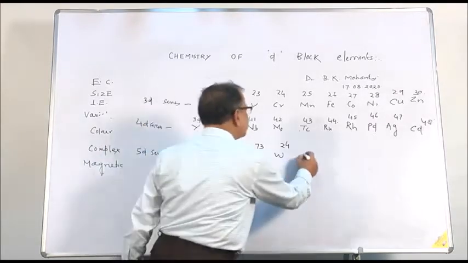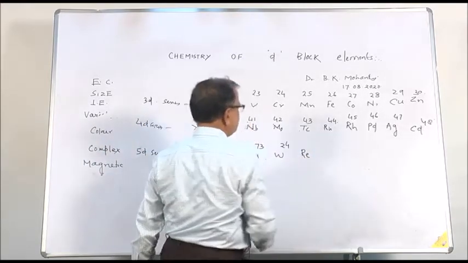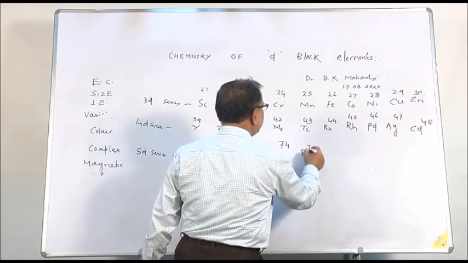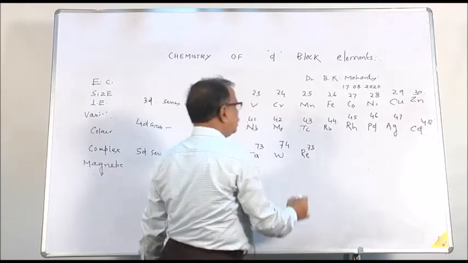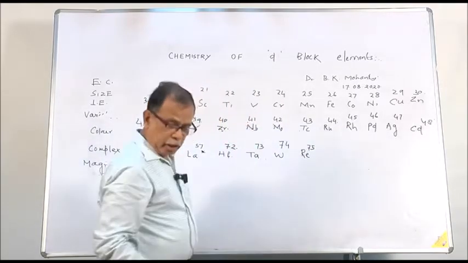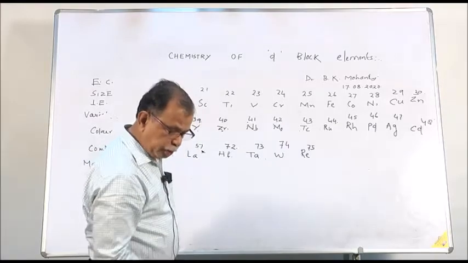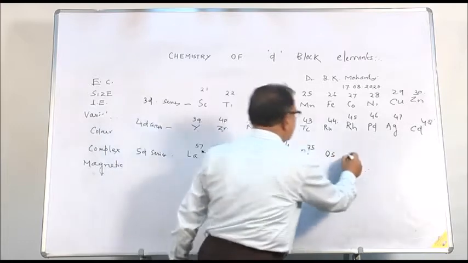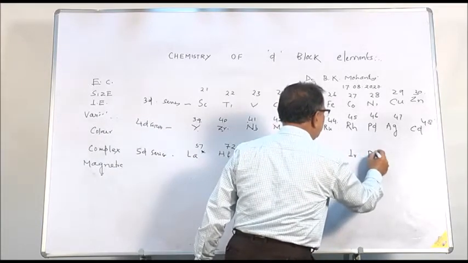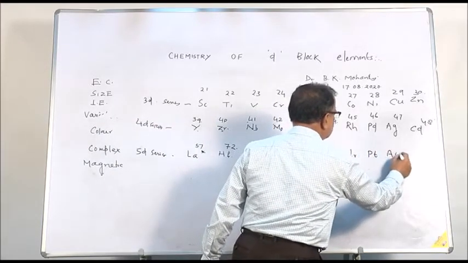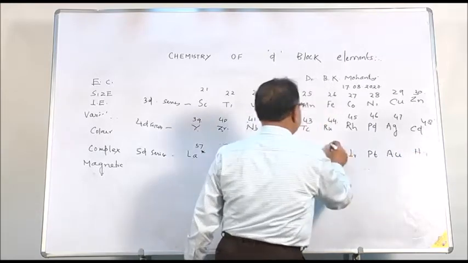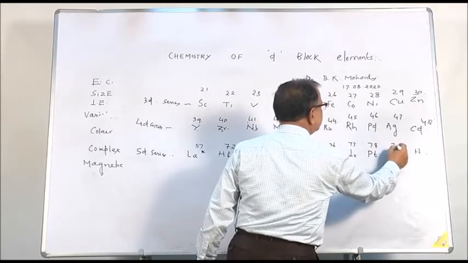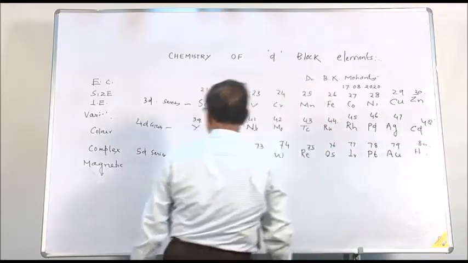Rhenium, Re, 75. Then will come osmium, iridium, platinum, gold, mercury, 76, 77, 78, 79, 80. Then the 6d series.